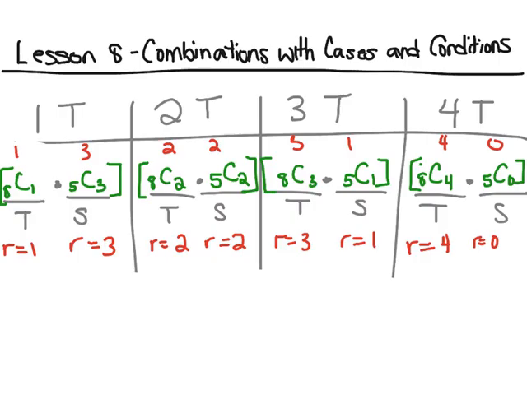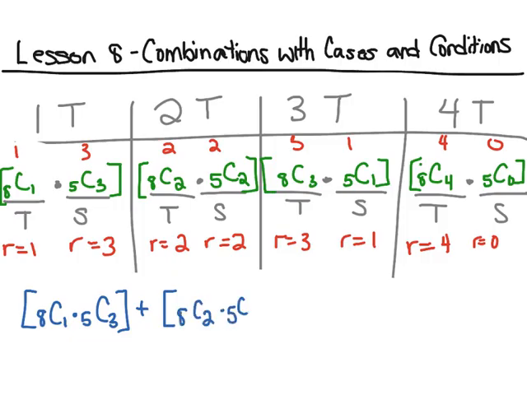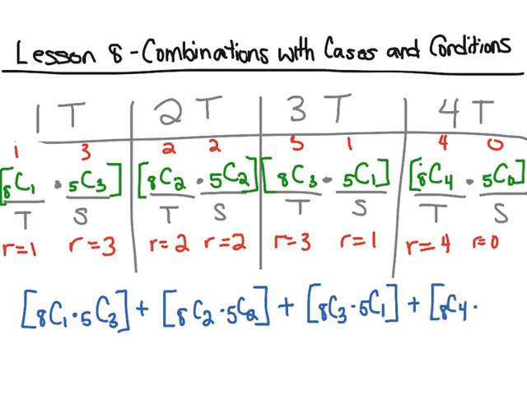So to fully write out this formula, we have 8C1 times 5C3, and we're going to add each of the conditions together: plus 8C2 times 5C2, plus 8C3 times 5C1, plus 8C4 times 5C0.